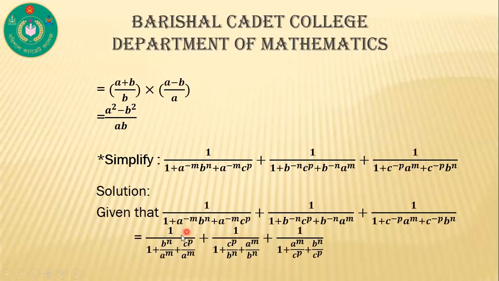then we can write 1 by, here a to the power minus m means 1 by a to the power m. That's why we can write b^n/a^m. And in the same way we can write c^p/a^m. Here we can write 1 plus c^p/b^n, here a^m/b^n. And here c to the power minus p means 1/c^p. That's why we can write a^m/c^p and b^n/c^p.